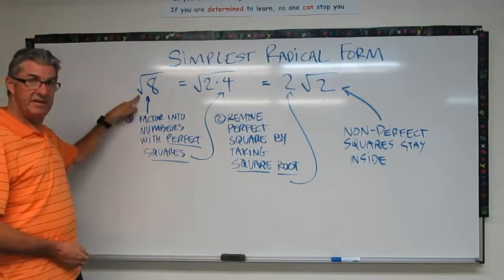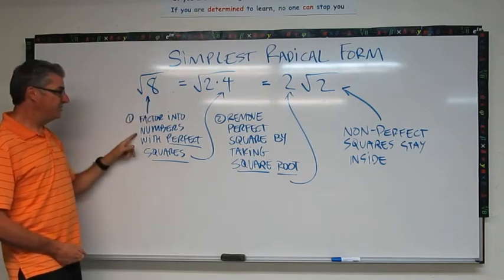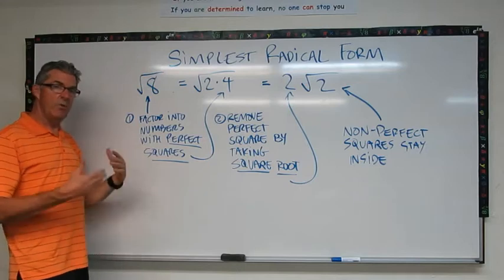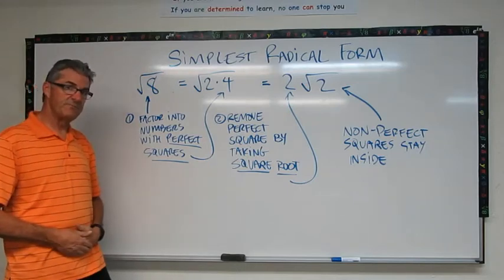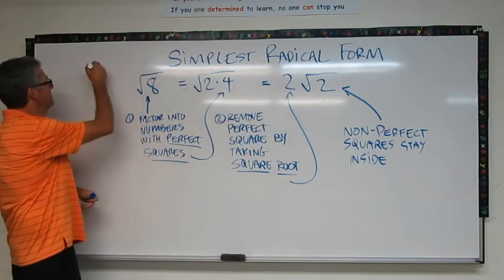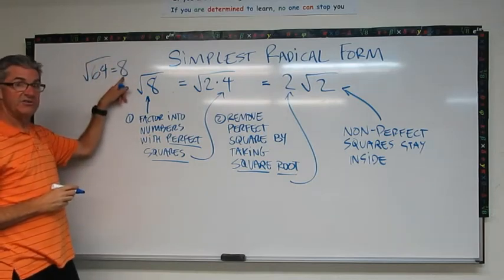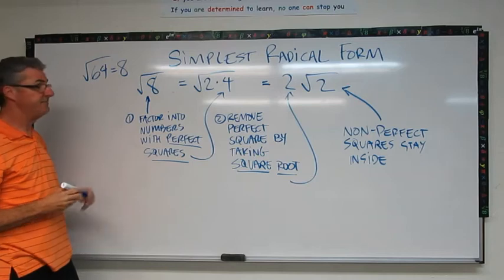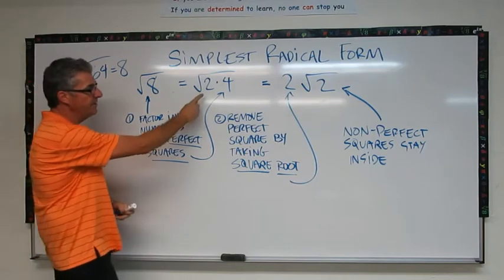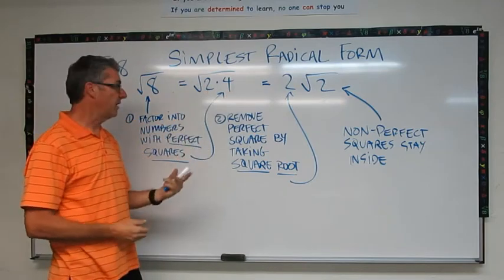Root 8. This can be simplified. The first step is you want to factor 8 into numbers with perfect squares. You're looking for perfect squares. Why do you think we want perfect squares? It's because perfect squares, like 64, have a nice integer square root, and we're going to exploit that. So if I factor 8 into numbers with perfect squares, I'm going to factor it as 2 times 4, because 4 is a perfect square.